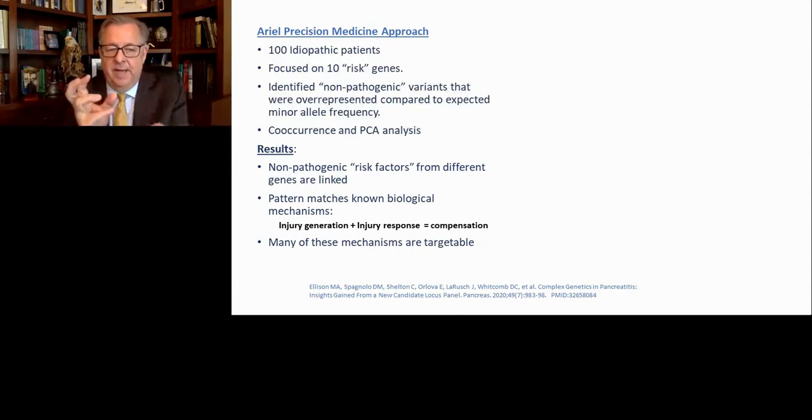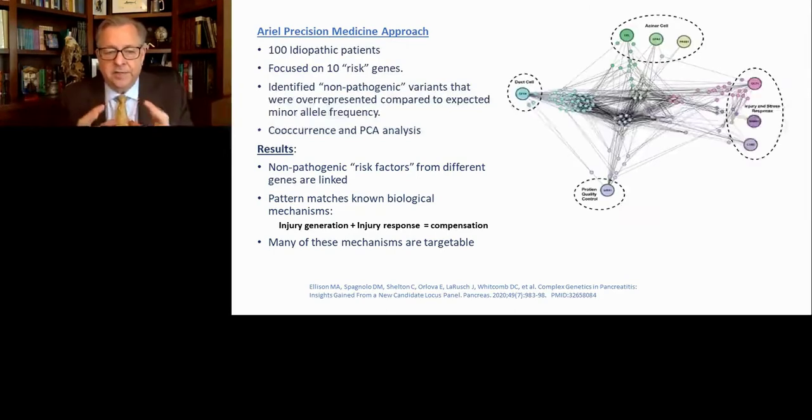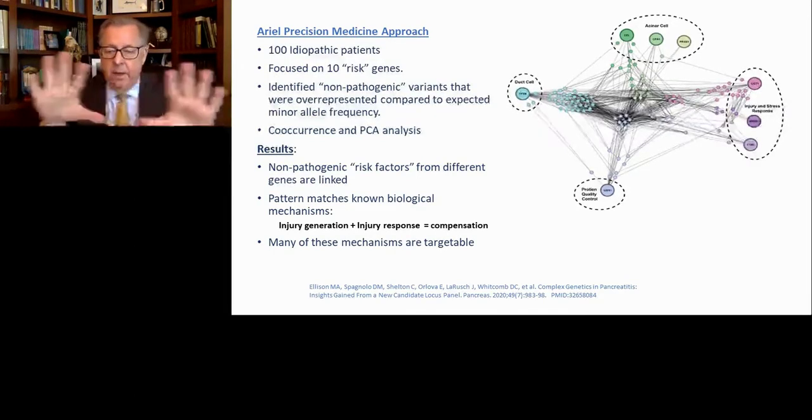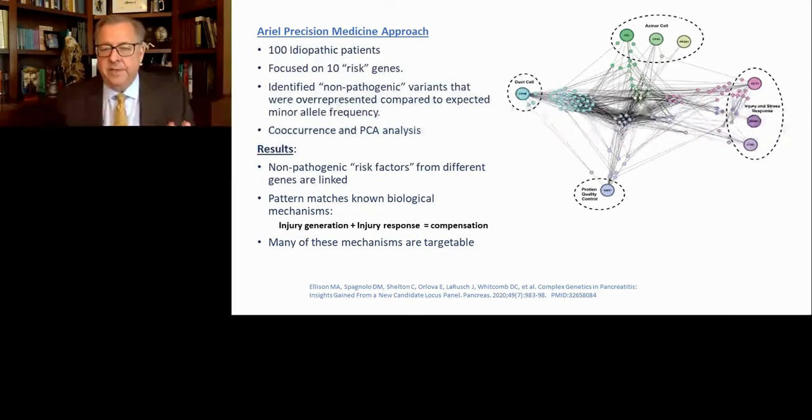But if you have a combination of extra injury and failed response, you get a disease. How we looked at this is by mapping out all the genetic variants. And you'll see at the top is the Asner cells, and on the left, the duct cells, where the injury is generated. And on the right, you see the defense mechanisms, injury or impair, and at the bottom, a gene that is a ubiquitin ligase that cleans up secretory proteins and other proteins that are misfolded or are in the wrong part of the cell.